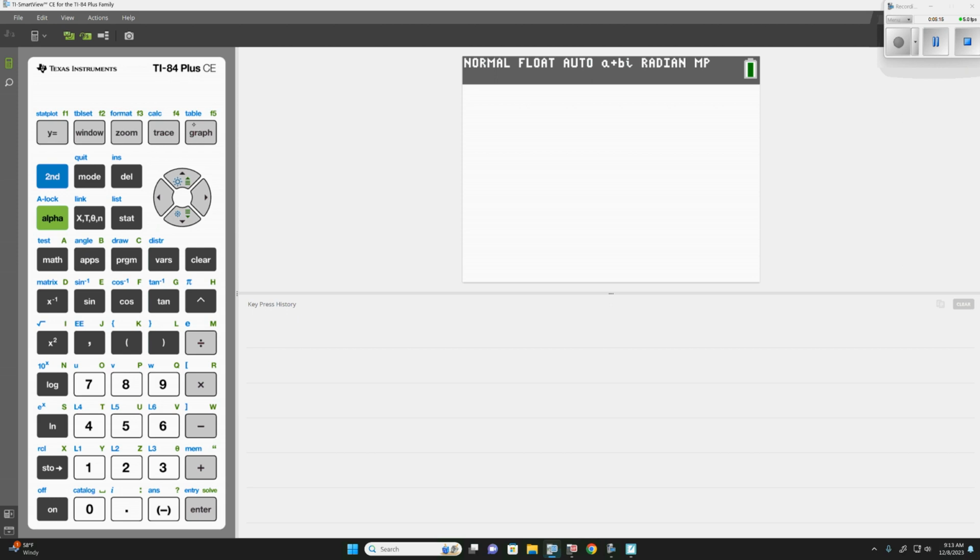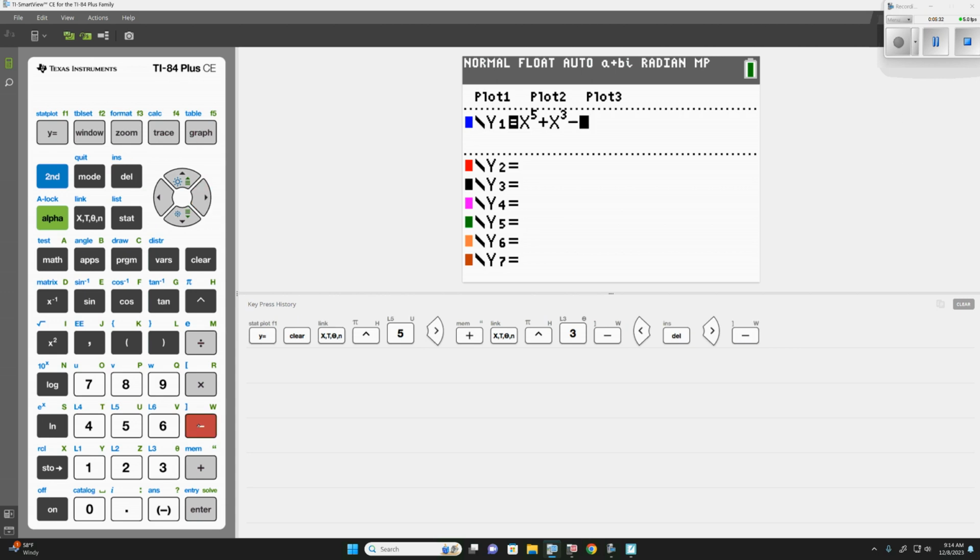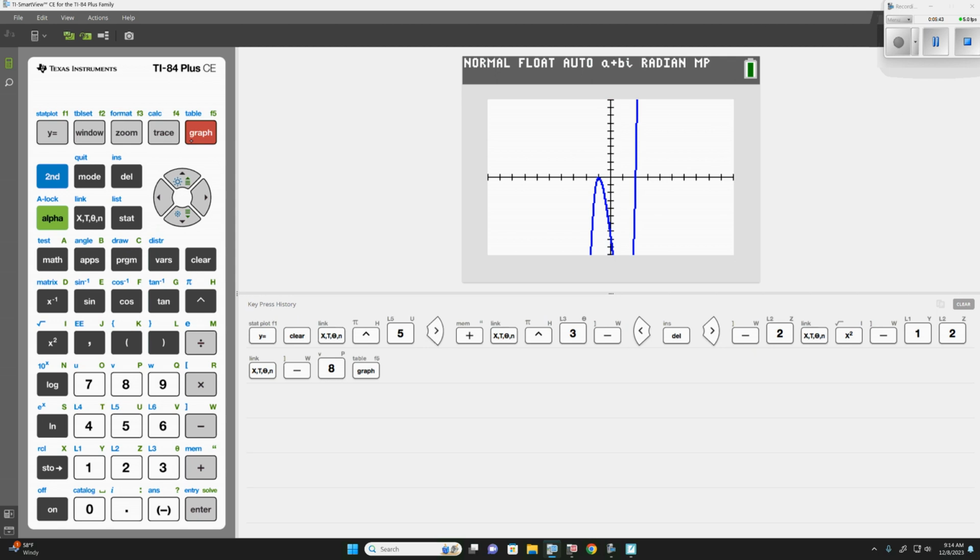Now, the other way is just to graph this. So I'm going to clear that out. We'll type the equation in, x to the fifth plus x cubed minus 2x squared minus 12x minus 8. And once we get it typed in, we're going to hit graph. Let me get this here.